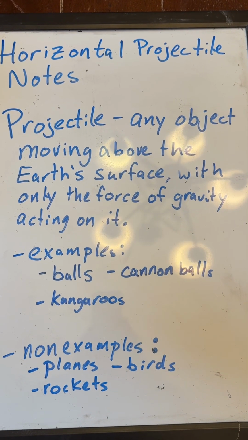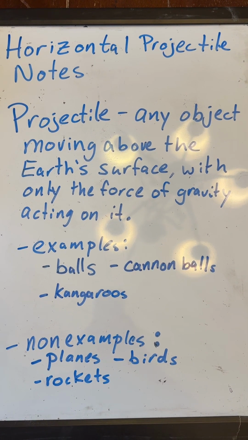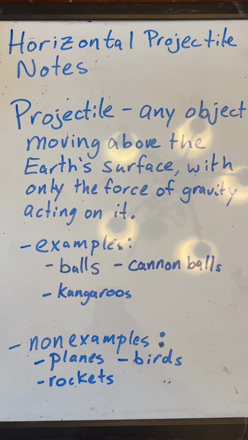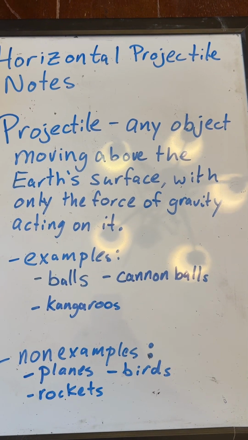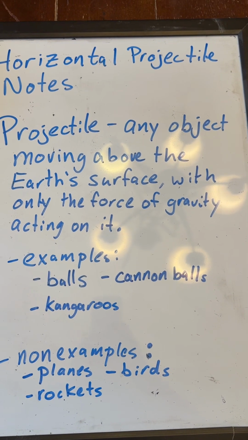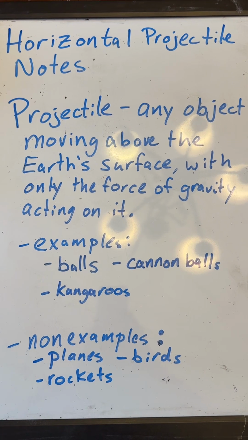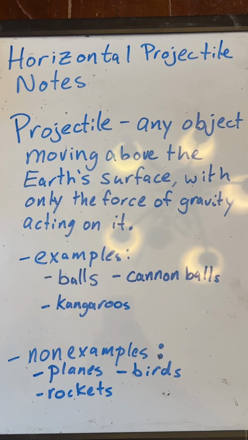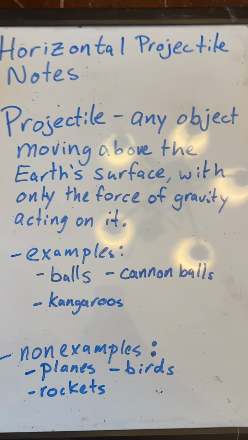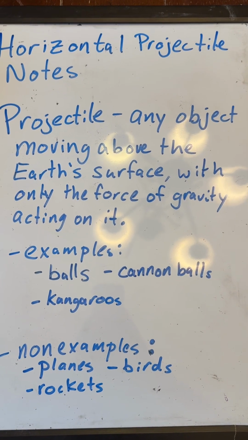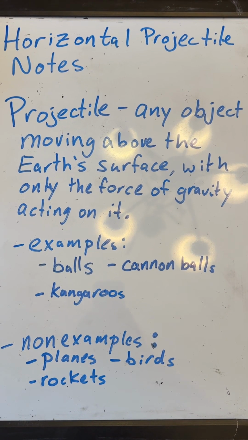A projectile is any object that's moving above the Earth's surface with only the force of gravity acting on it. Things that would be projectiles would be a ball, or if I fire a cannon, the cannonball would be a projectile. A kangaroo would be a projectile. Once the kangaroo's up off the ground, its feet aren't pushing on the ground again, only gravity's pulling it back down. Things that wouldn't be projectiles would be things like planes, birds, rockets.